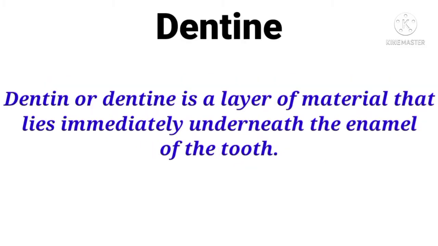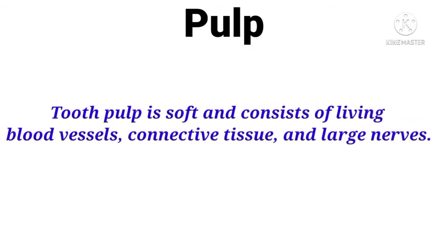Now the next is dentine. Dentine is a layer of material that lies immediately underneath the enamel of the tooth. Pulp: tooth pulp is soft and consists of living blood vessels, connective tissue and the large nerve.